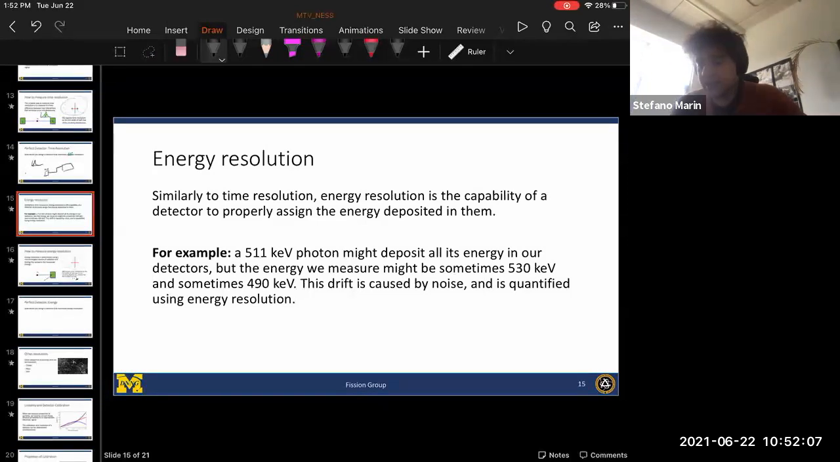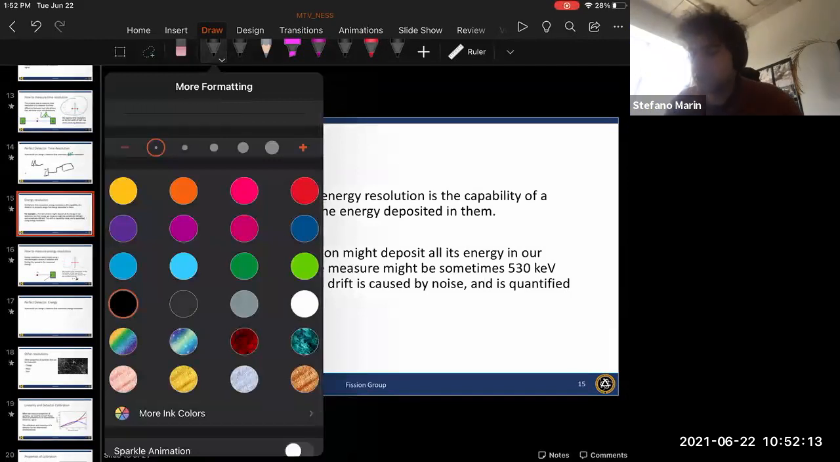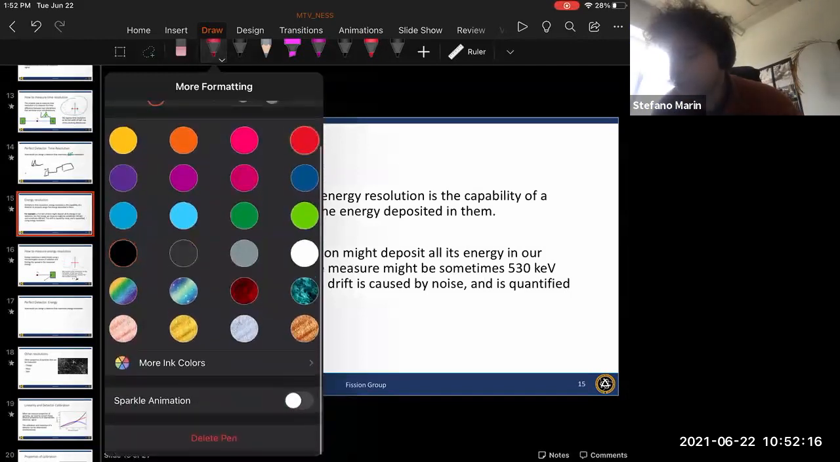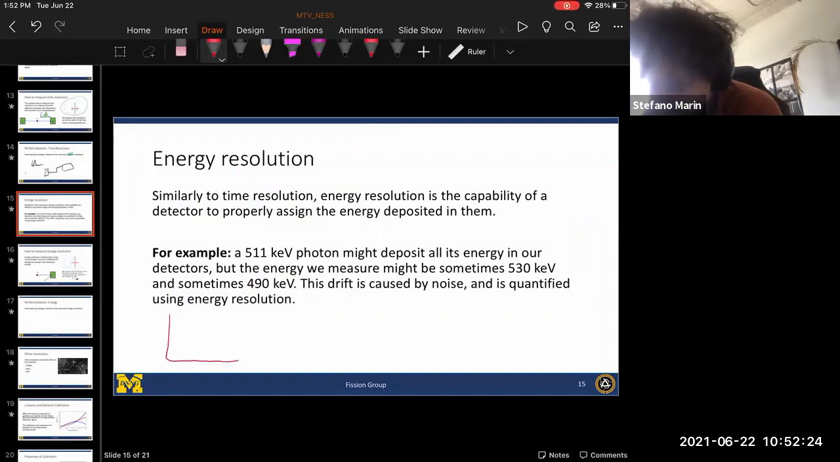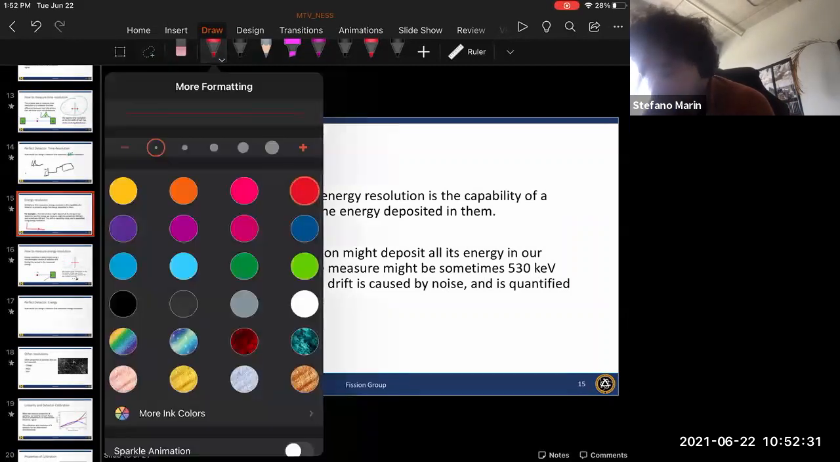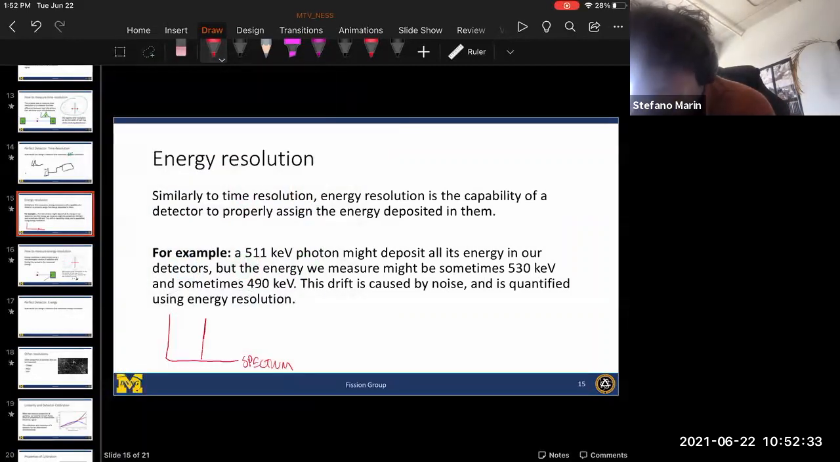Now, the example that I show here is based on the previous example, where instead of having two interactions that always happen at the same time, we might have an interaction that always deposits the same energy, such that the spectrum looks like a straight line at some point, always the same every time, so counts on this axis here, and a certain energy every time.